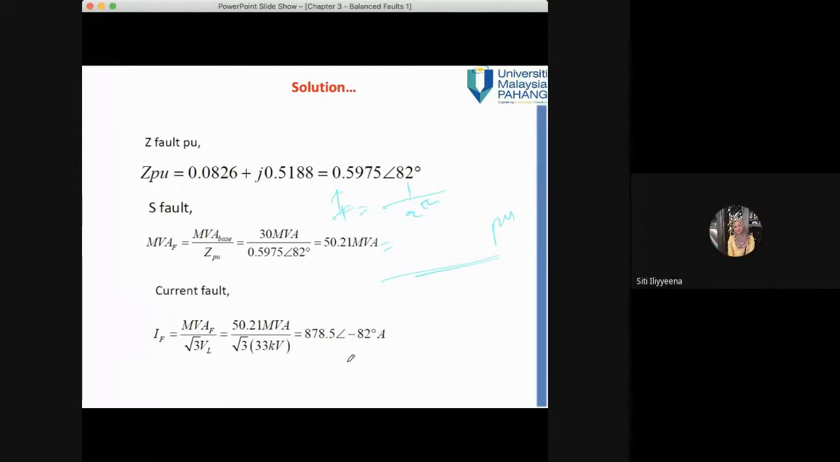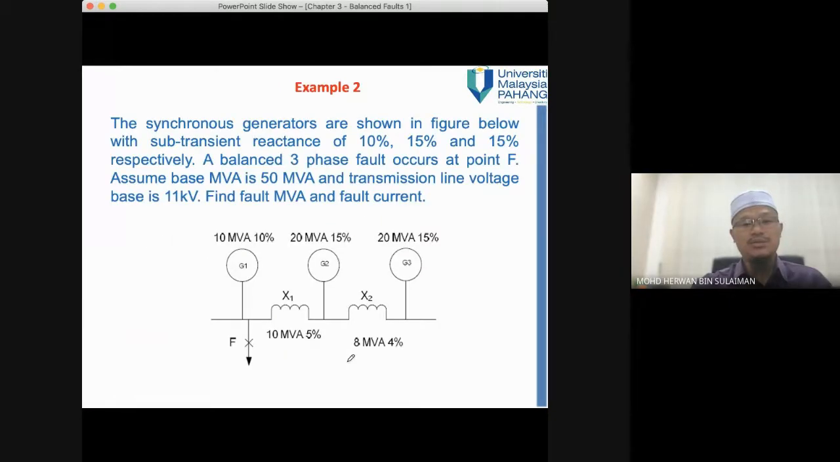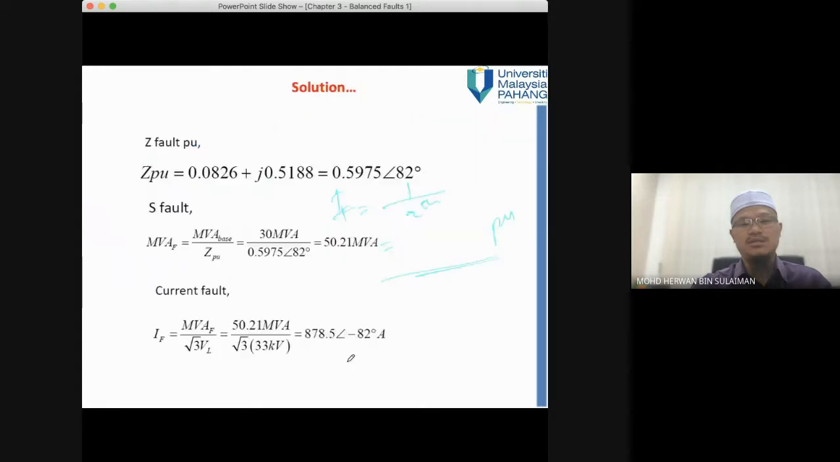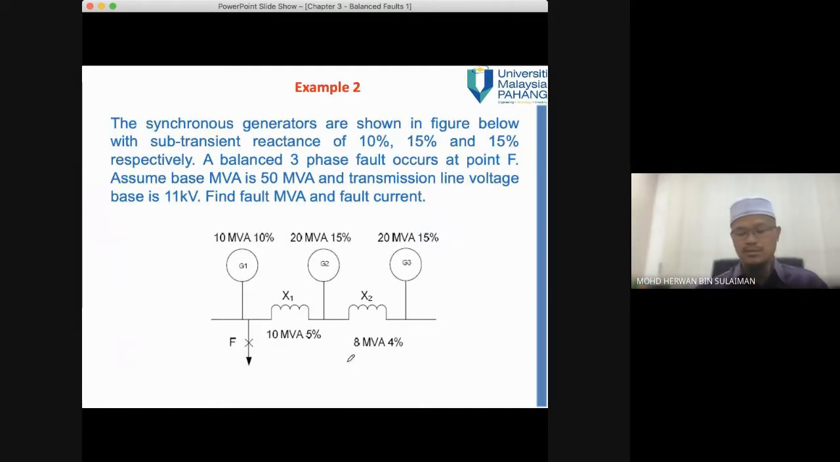Okay, boleh. Kita cuba tengok next question sama juga. Ni just recap balik, review balik teknik yang you dah belajar dekat ETS. Okay, so the synchronous generators are shown in figure below with transient reactance 10%, 10%, 15%, 15%. Assume base MVA is 50 and transmission line voltage 11 kV. Okay, find fault MVA. So first thing, you kena tukar fault kat sini kan.